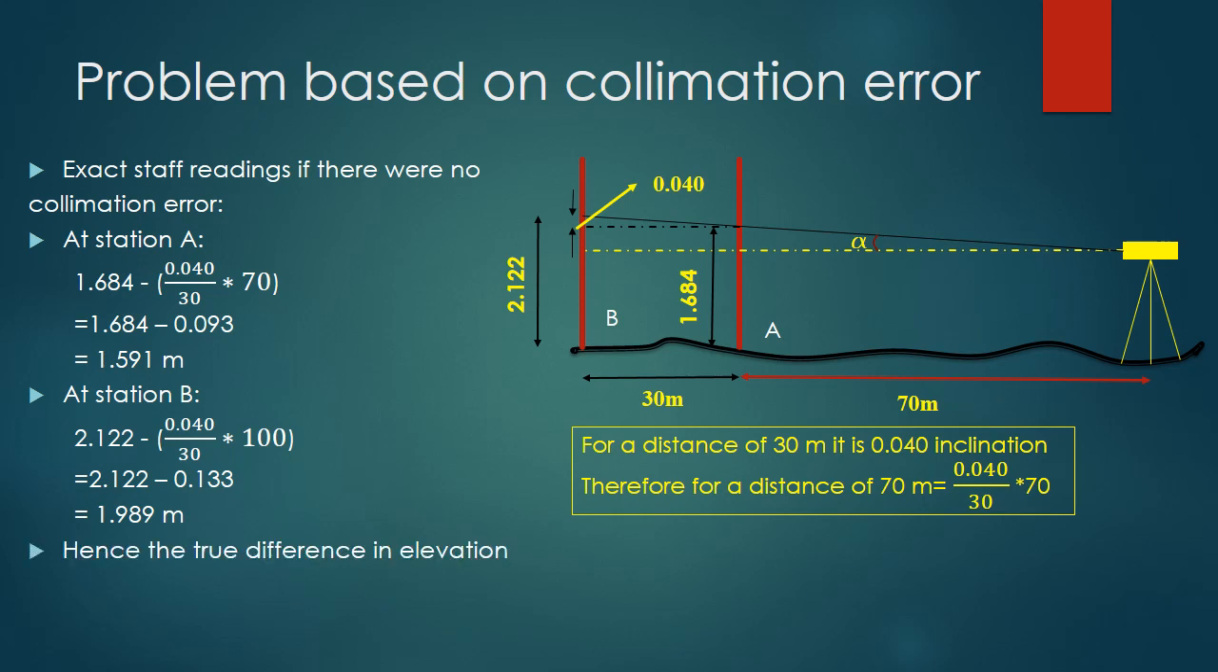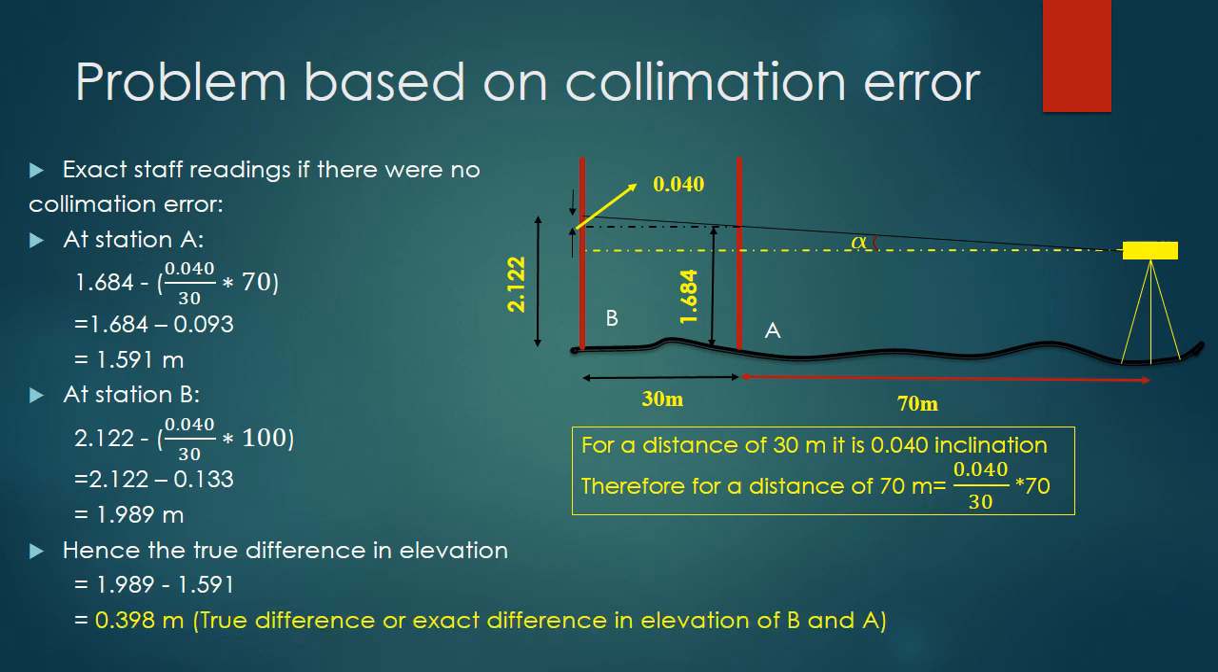How to check? The true difference in the elevation: just subtract the elevations of station A and station B, that is 1.989 minus 1.591. We will get a value which is equal to 0.398, which was the true or exact difference in elevation of B and A. This value was equal to the difference in the reduced levels of B and A. So now we can say that there is no error here.